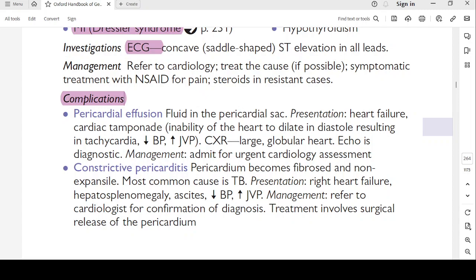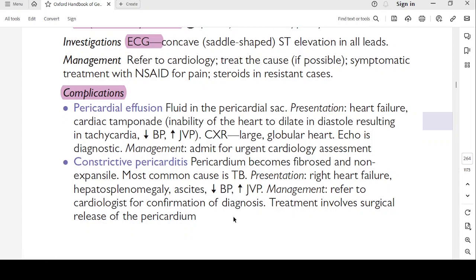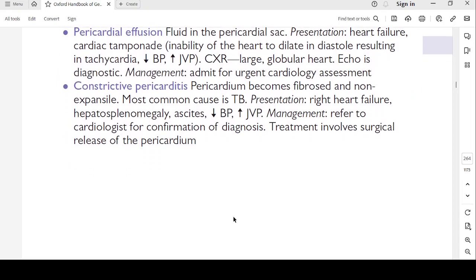Constrictive pericarditis. Pericardium becomes fibrosed, non-expansile. Most common cause is TB. Presentation is right heart failure, hepatosplenomegaly. Right heart failure, hepatosplenomegaly, ascites, decreased BP, increased JVP. Management refers to cardiologist for confirmation of diagnosis. Treatment involves surgical release of the pericardium.